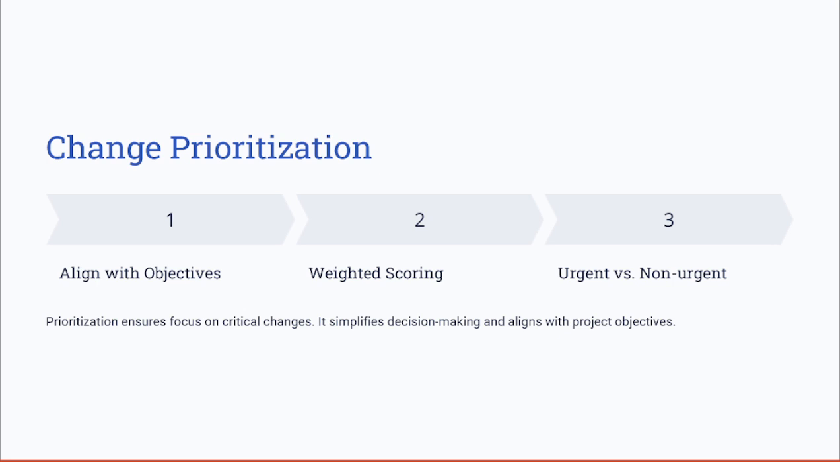When it comes to change prioritization, prioritizing changes is essential to manage limited resources effectively. We have tools like the weighted scoring model, which evaluates the change based on criteria such as impact, urgency, and alignment with the project goals. We also have the priority matrix, which can further categorize the changes into actionable groups, ensuring that the critical changes receive immediate attention. By maintaining clear priorities, the teams can address high value changes promptly without compromising the project timelines or objectives.